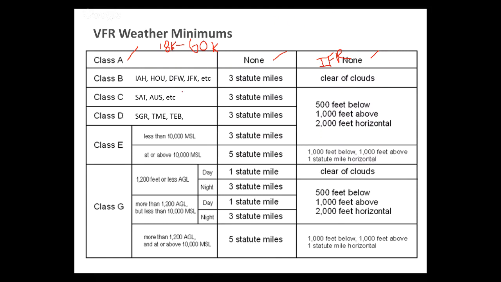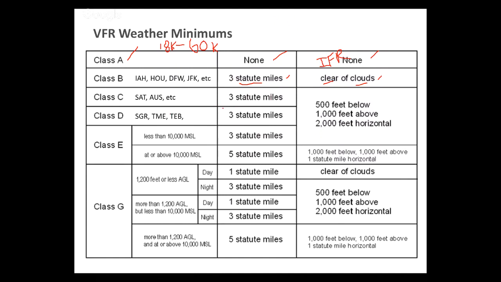Class Bravo, these are your major airports: Houston, Hobby, IAH, DFW, etc. 3 miles visibility, and the term statute simply means that's ground visibility. So 3 statute miles visibility, and you must be clear of clouds. So you can be flying 5 feet away from a cloud, but you cannot be in it. That's very, very restricted. 3 miles visibility, clear of clouds is basically instrument flying.